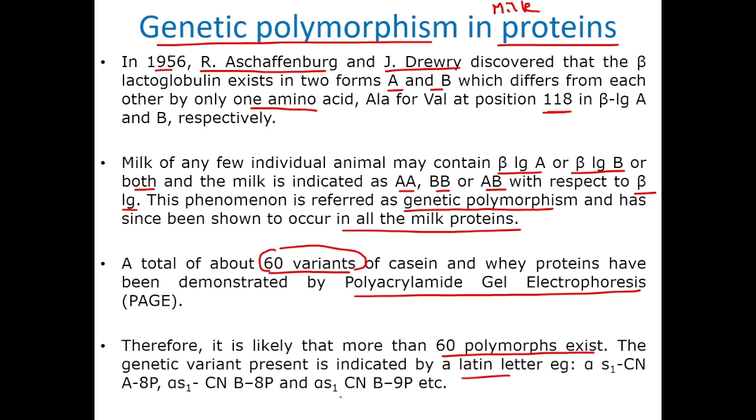that is A, B, and so on, or sometimes there are subscripts also, like A1, A2. So these are indicated by upper-case letters, A1, A2, and then sometimes subscripts are also there. Okay, so this phenomenon is known as genetic polymorphism.